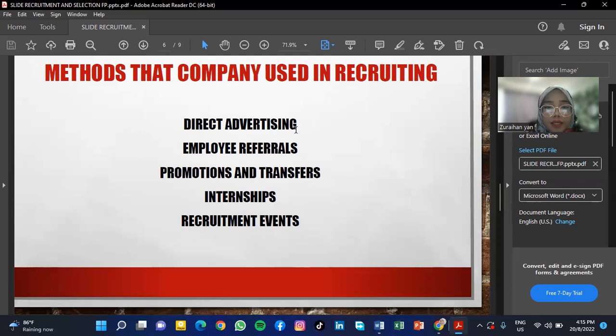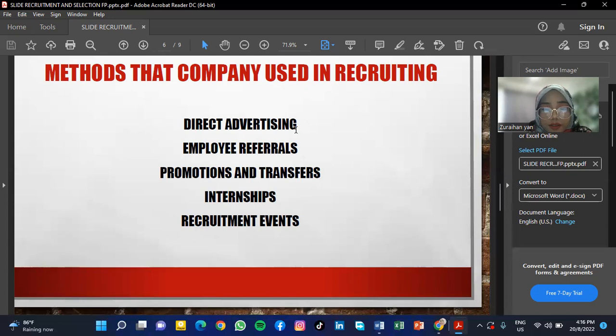Okay, the next one is employee referrals. Most companies have some kind of employee referral program in place. Employee referral is a combination of internal and external recruitment. Existing staff are encouraged to refer people they know for vacancies. The value is that it's cost effective, quick, and we can trust that employees won't refer unsuitable candidates.